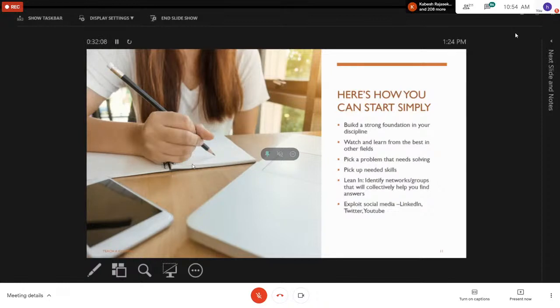And exploit social media. The next one is look up what people are looking for, job opportunities in LinkedIn, and see if you are well suited for that. Tailor your CV, build up your CV based on that.